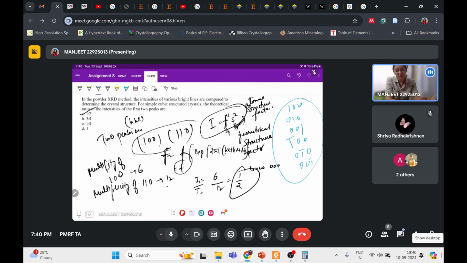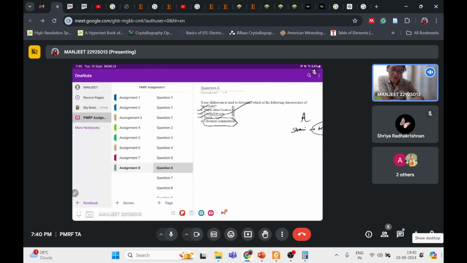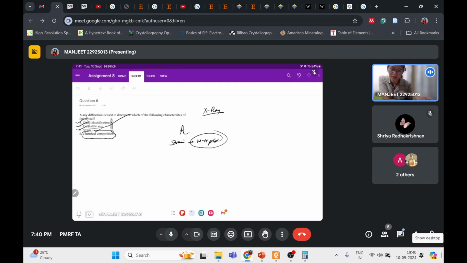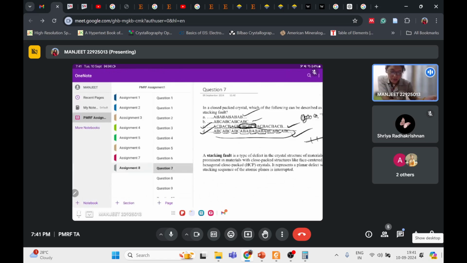So that's why the theoretical intensity ratio of the first two will be 1 by 2. The next question: the XRD diffraction method is used to determine the phase identification, crystal size, and the strain, the chemical composition.